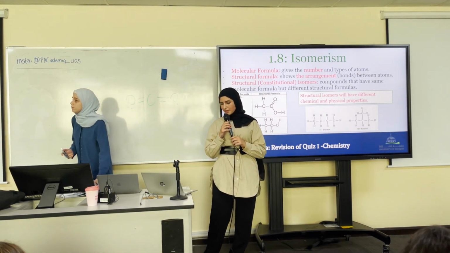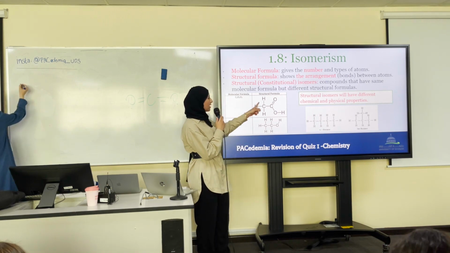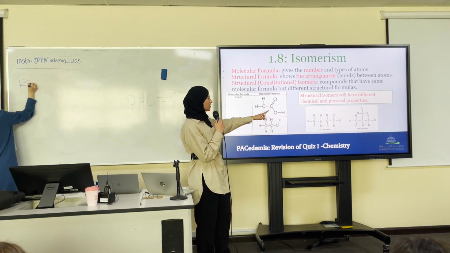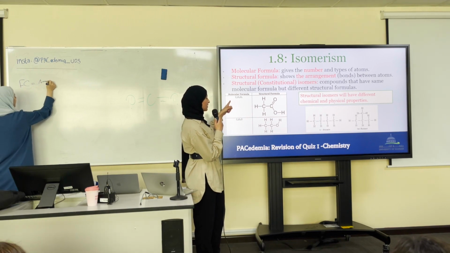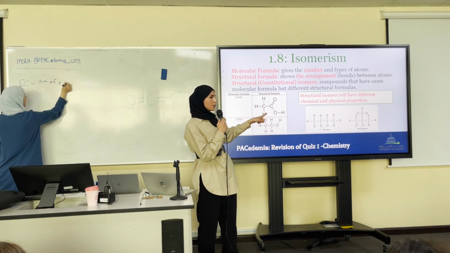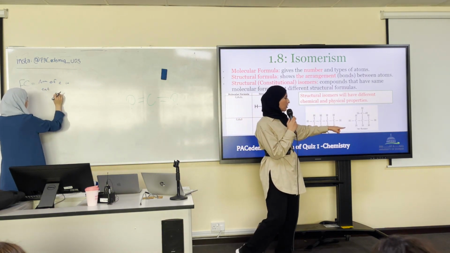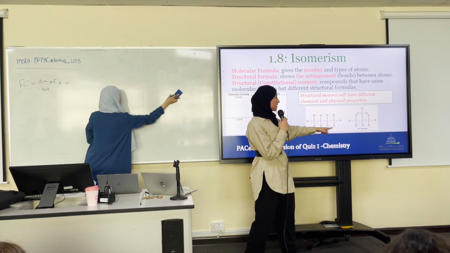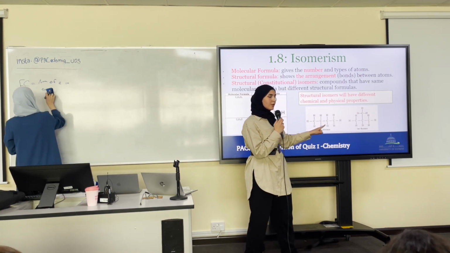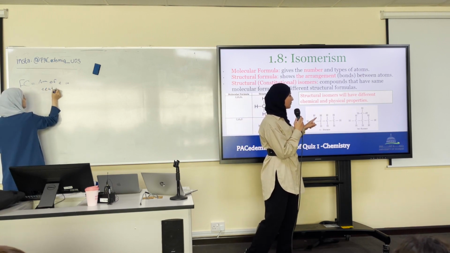So, this is an example of a molecular formula, and this is the structural formula. As you can see, it shows the number of atoms and the type of atoms. Here it shows the arrangement also. And this is an example of a structural isomer. As you can see, they have the same molecular formula. If you count the number of atoms, they will be the same, but they have different arrangements.